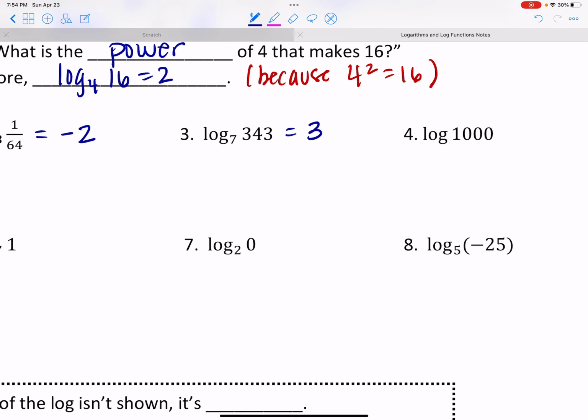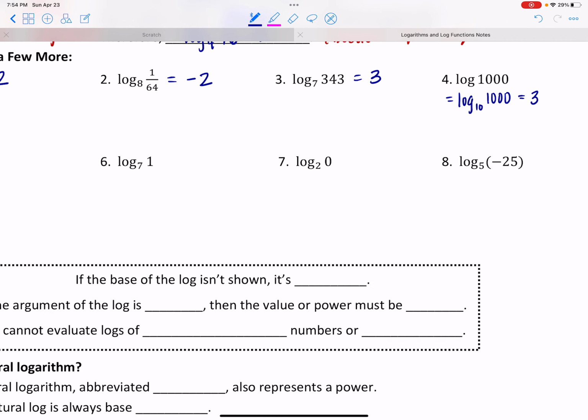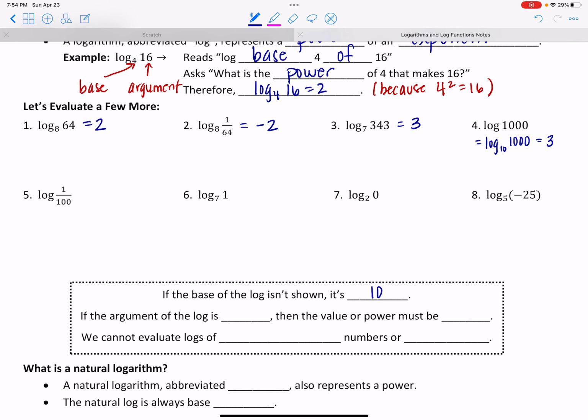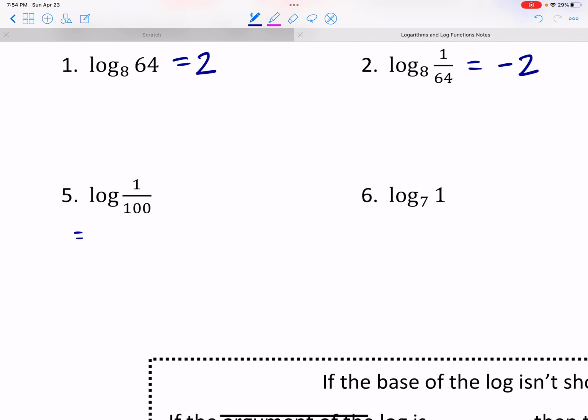So even though we don't see it, this is the same thing as the log base 10 of 1,000, so it is asking 10 to what power makes 1,000. That's going to be the third power, so that expression is going to be equal to 3. So when the base of the log isn't shown, it's a 10. Okay, same thing here. Even though we don't see it, this is the log base 10 of 1/100th. So this is asking 10 to what power makes 1 over 100. Well, I know 10 to the second power makes 100, so 10 to the negative second power would make 1 over 100.